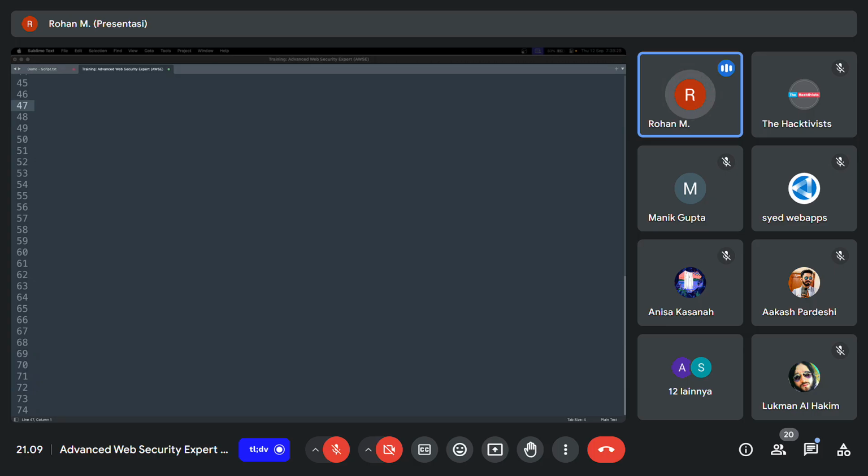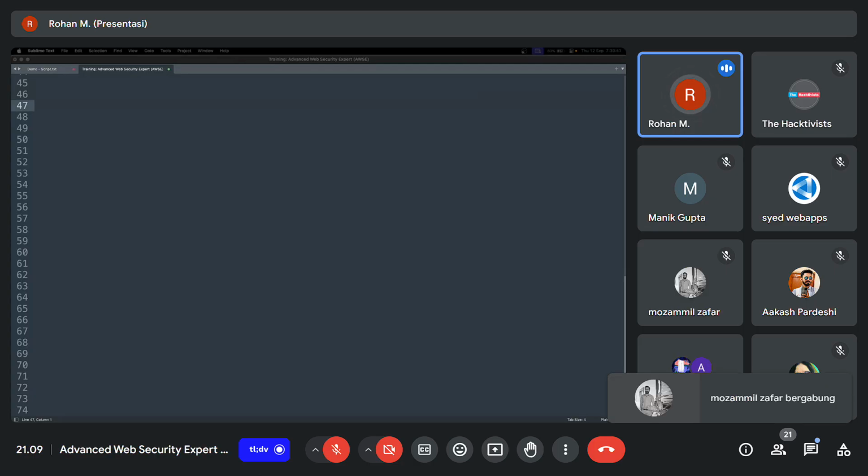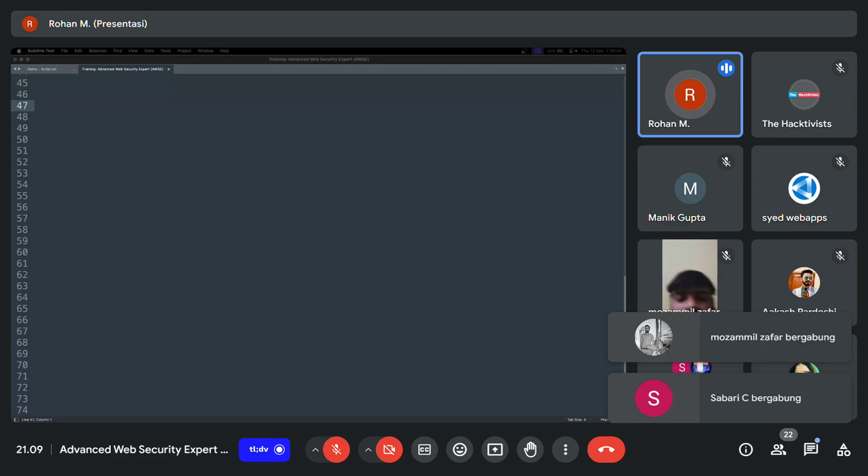We will not be using any of the commercial tools. All of the tools that we will be using will be free or open source. The only heavy tool that we will be using is Burp Suite. That too will be the community edition. We do not require Burp Suite Pro. We will be requiring Burp Suite Community Edition that is free to use. So that is all.